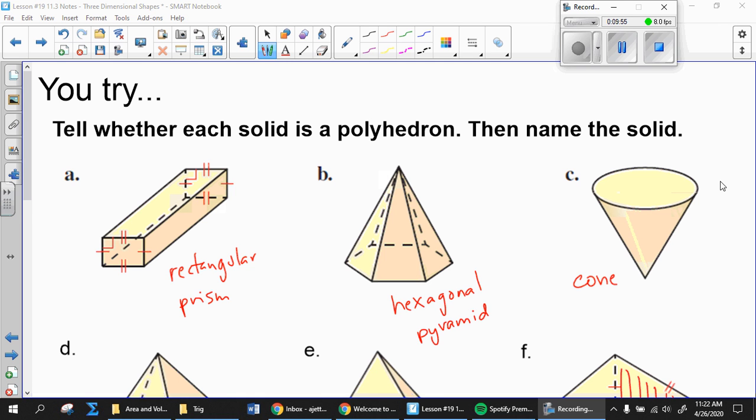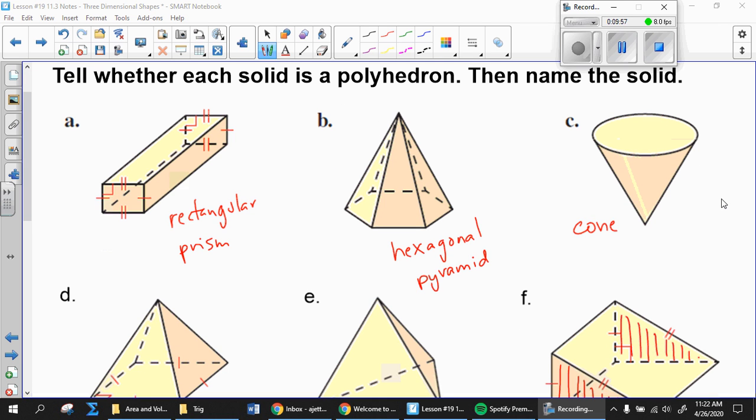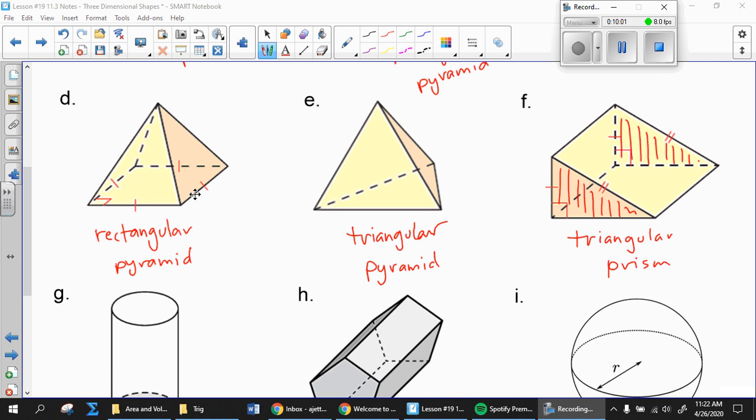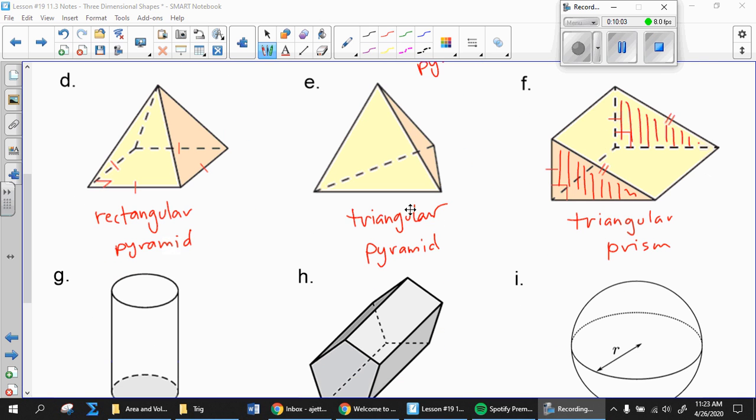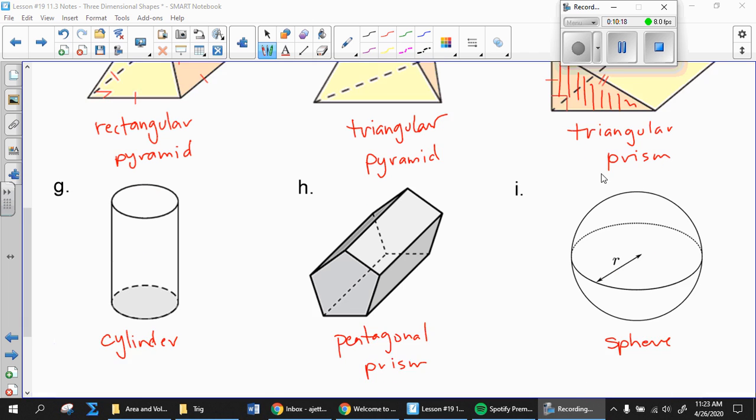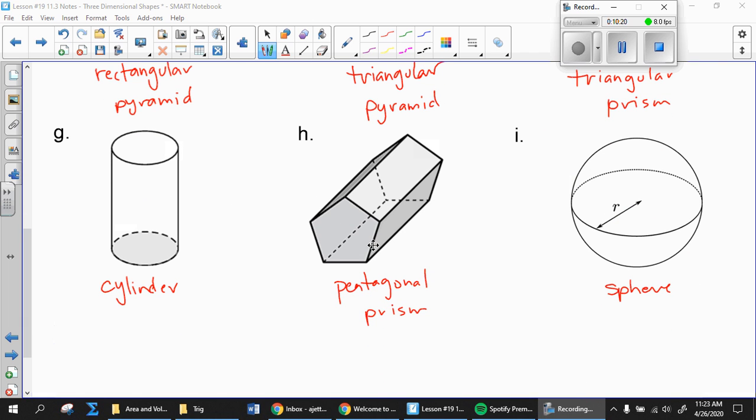All right, so go ahead and check your answers. So we have rectangular prism, hexagonal pyramid, cone, rectangular pyramid, triangular pyramid. This is the one that gets a lot of people. This is a triangular prism. Okay, so even though it comes to kind of this edge up here, it doesn't come to one point like a pyramid does. So there's two triangular bases, so it's a triangular prism. Cylinder, pentagonal prism, and sphere.